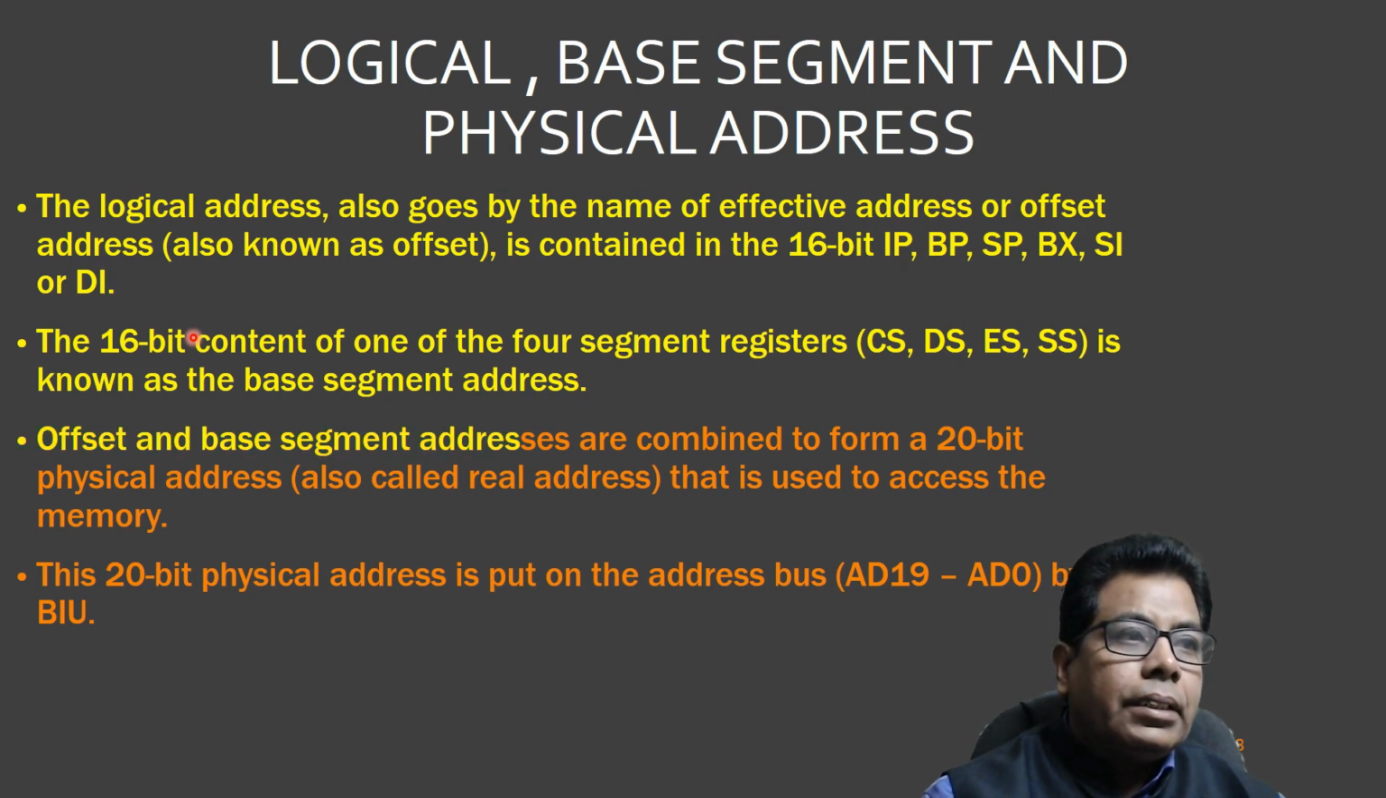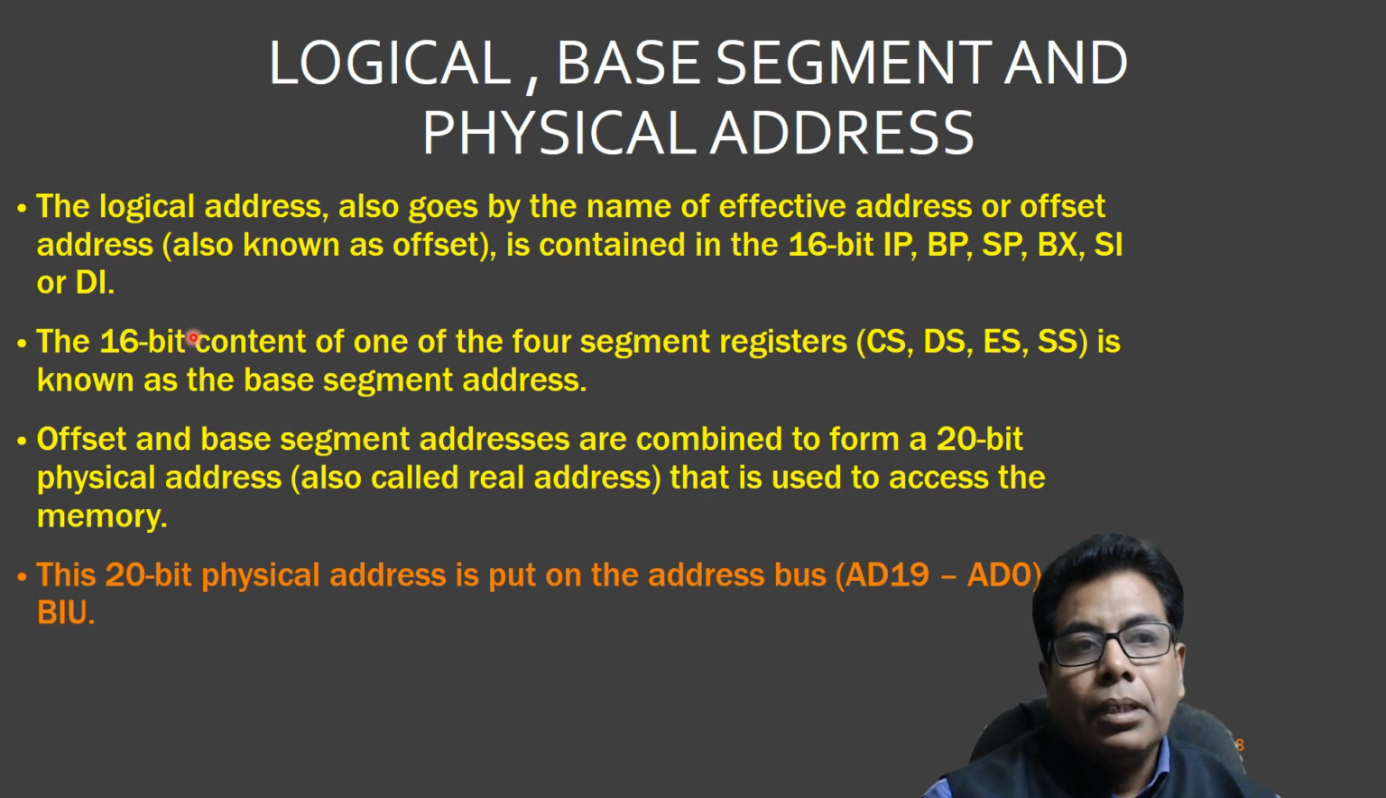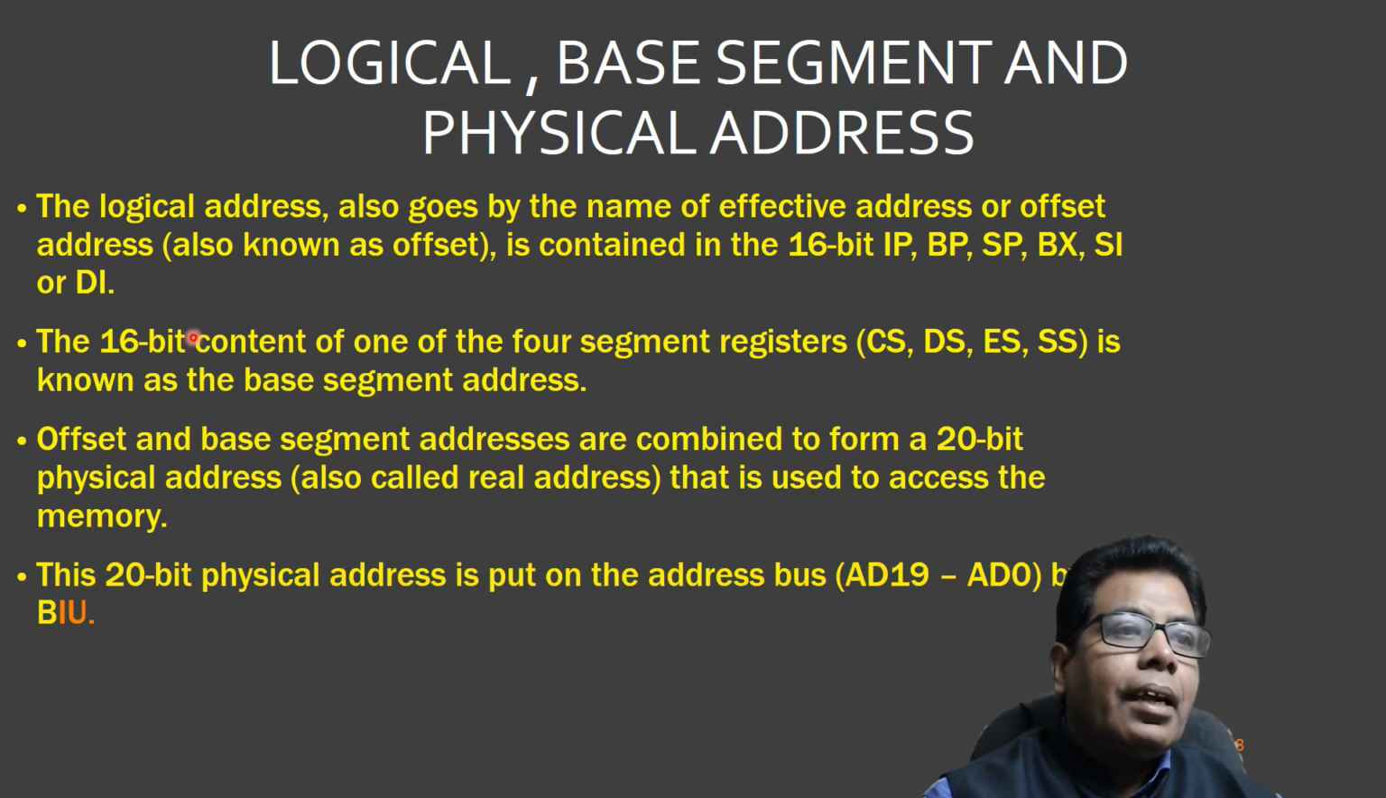Then offset and base segment addresses are combined to form a 20-bit physical address, also called real address, that is used to access the memory. This 20-bit address is put on the address bus AD19 to AD0 by the BIU or bus interface unit.